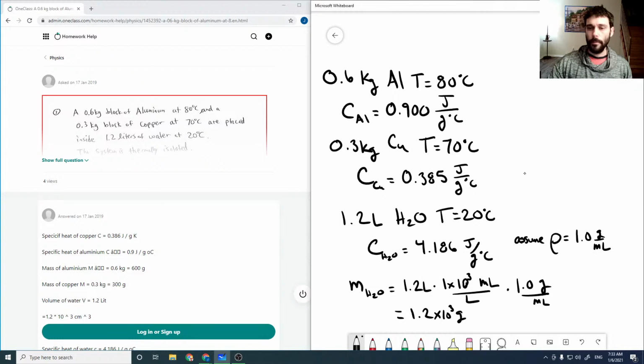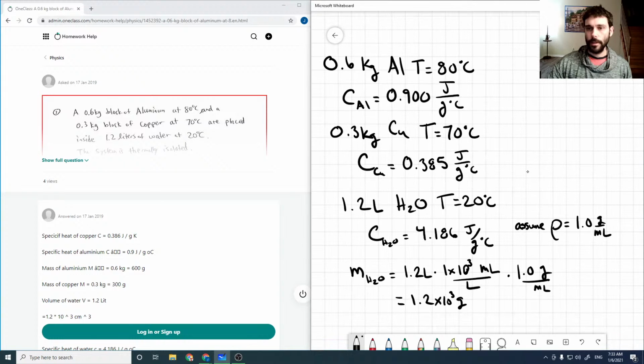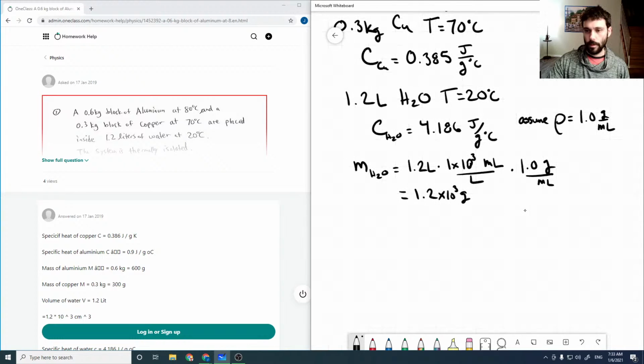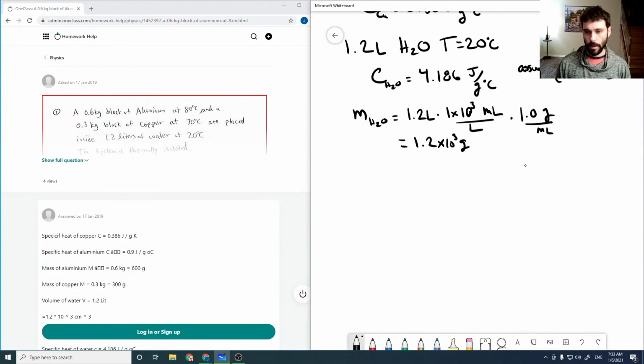So now all three of these objects are placed together, and the question wants us to calculate what the final temperature is. So the key thing here is that delta H for our system is 0 if it's isolated, which we're assuming in this case.